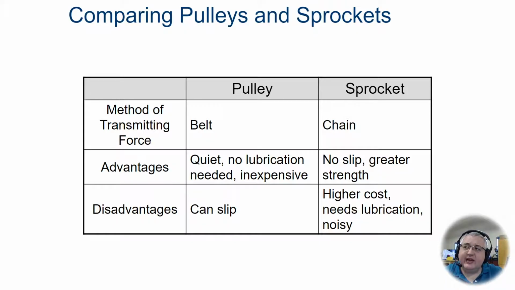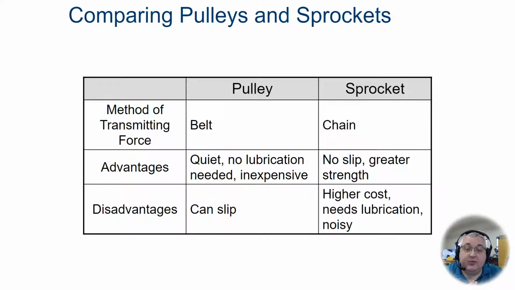If we do a chain and a sprocket, they don't slip, which is very positive. That's why we a lot of times have engine timing chains, because we don't want the timing to slip. And they're stronger, and they tend to last longer, which is why we see a lot of engine timing chains.